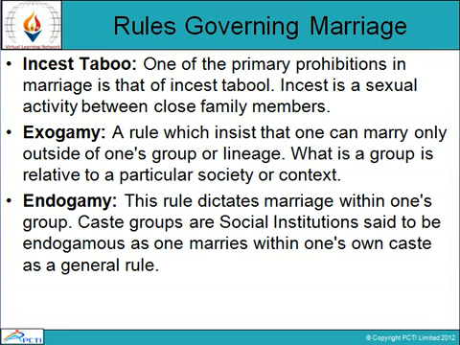Caste groups are social institutions said to be endogamous, as one marries within one's own caste as a general rule. There are so many others as well. If we talk about polygamy, the term indicates a type of marriage where there is one or more than one spouse.